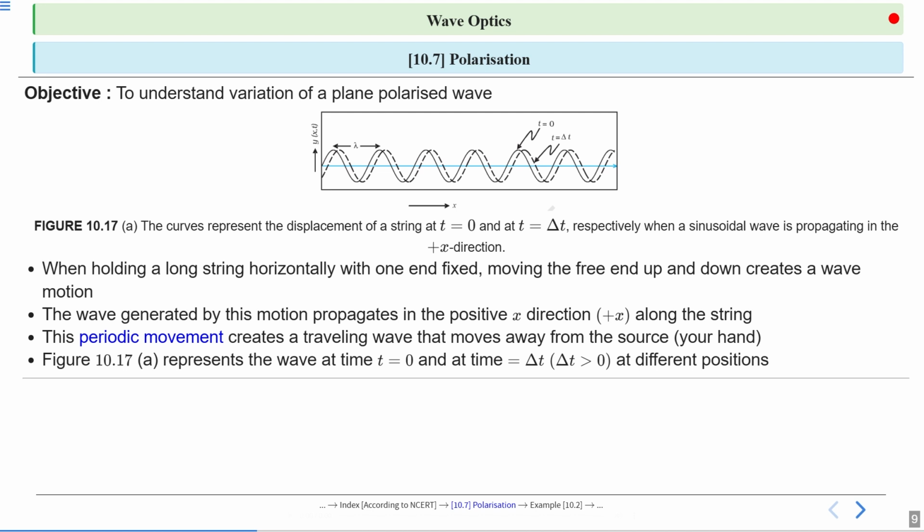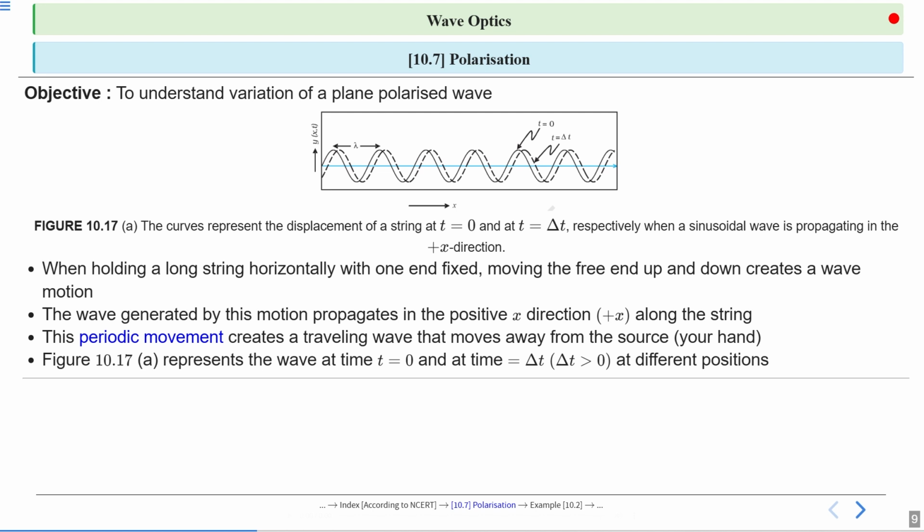So finally, let's examine figure 10.17a again. It represents the wave at two different times, t equal to 0 and t equal to delta t, where delta t is greater than 0. This illustrates how the wave changes position over time, helping us understand the dynamic nature of wave motion.